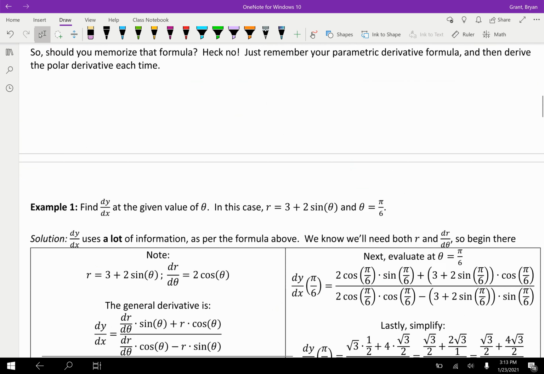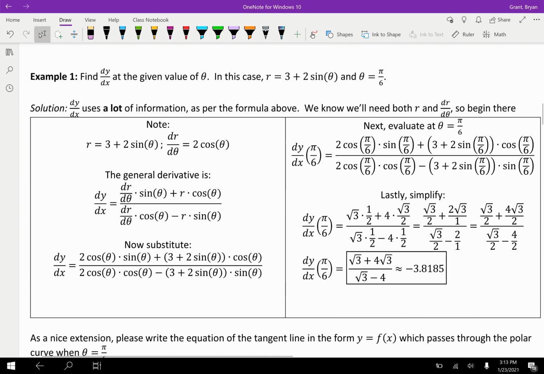All right, one example with a couple pieces here, and then you guys have 5 practice problems, and we're done. Find dy dx at the given value of theta. We're using the same equation from the opener, actually, this limaçon without an inner loop, and we want to know the value of dy dx at theta equals pi over 6.